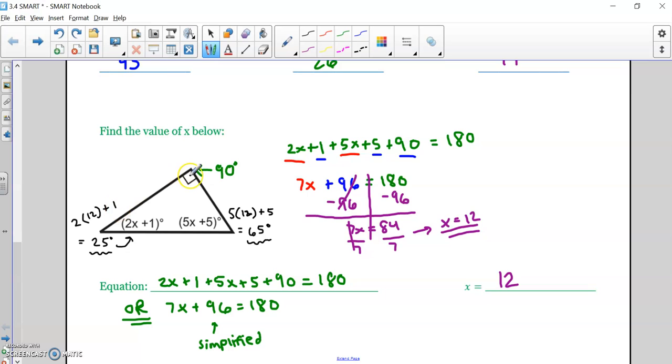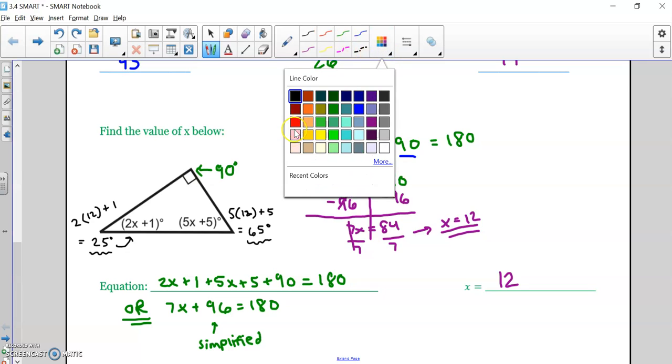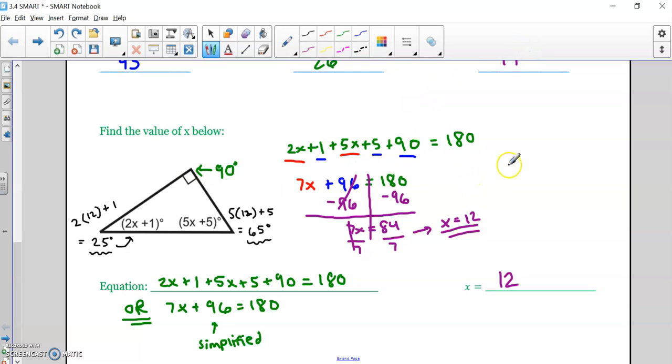Okay, and you can even check your work. At the end of the day, these three angles have to add up to 180 degrees. We know that to be true. So let's go ahead and test it out. We'll say 90 plus 25 plus 65. If you add those together, those actually do equal 180, so you know that you did it correctly.